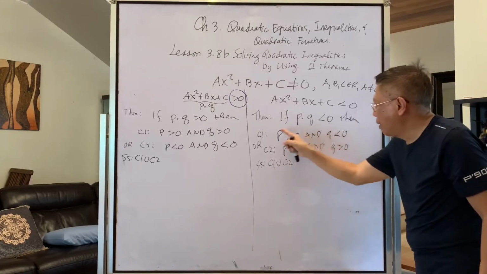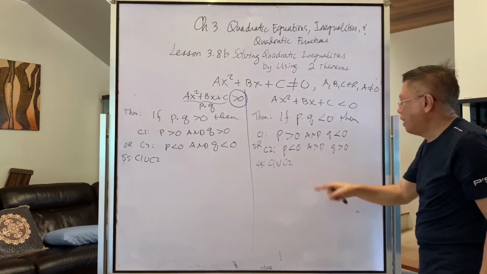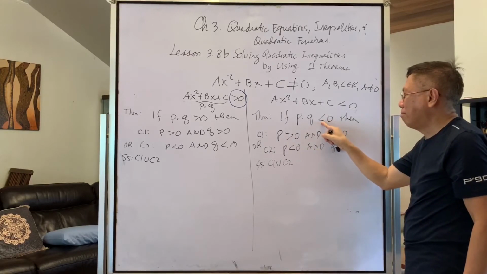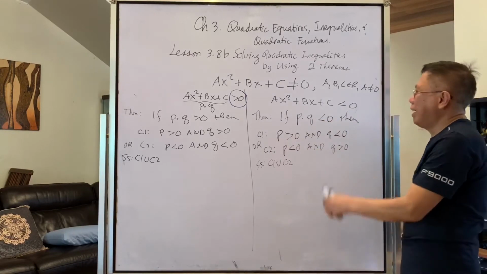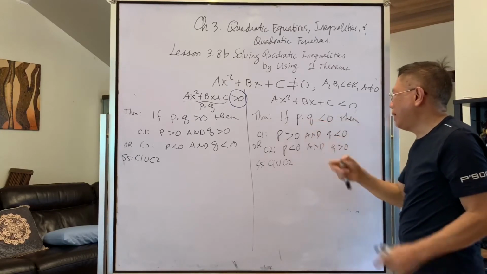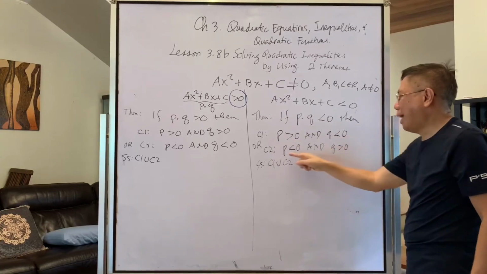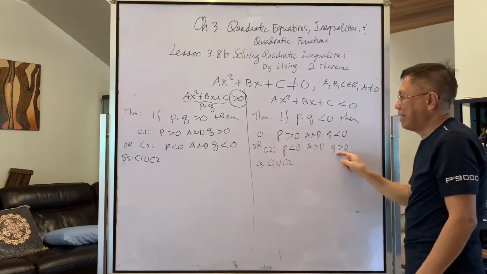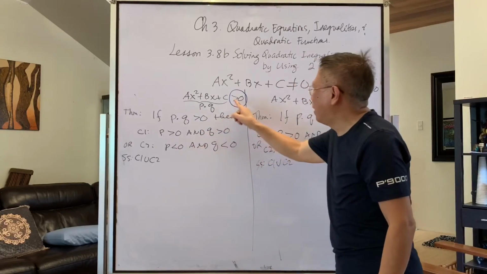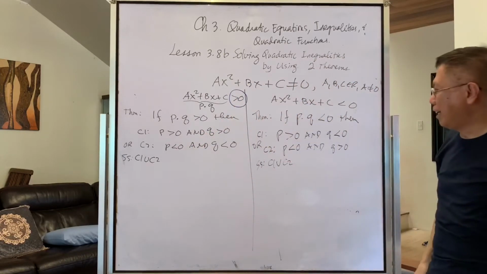In both instances, their product should be negative. Okay? So, again, I will repeat. If you're solving a less than inequality, the factors should have different signs. It cannot be that they have the same signs. Otherwise, you will be solving a greater than inequality.